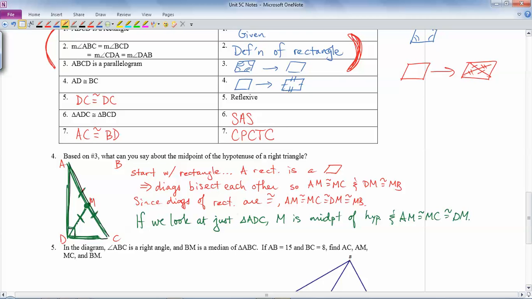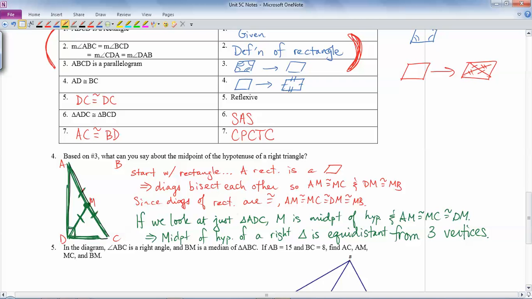Well, a way of phrasing that is the midpoint of the hypotenuse of a right triangle is the same distance from A as it is from C as it is from D. So it's the same distance away from all 3 corners of the triangle. The midpoint of that hypotenuse is equidistant from the 3 corners, or in geometry, normally you call them vertices, from the 3 vertices.